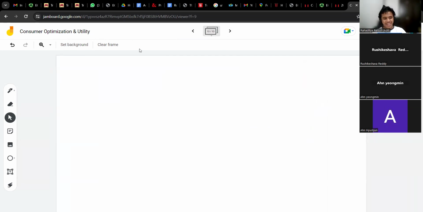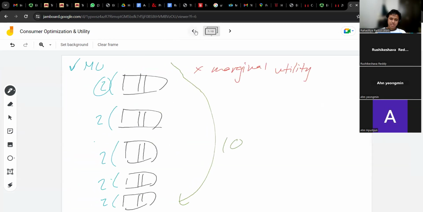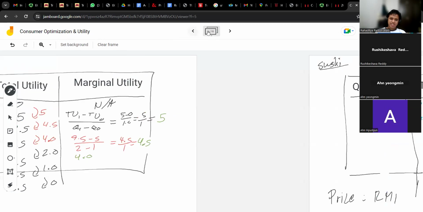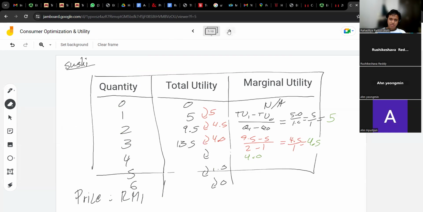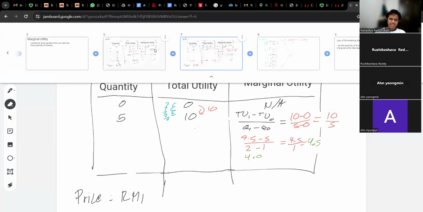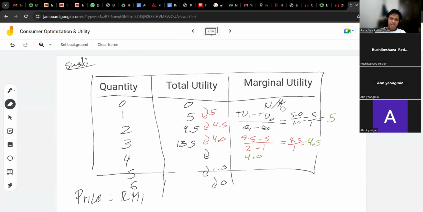Now the last part, the most important part of today, the graph. Let's try to graph what we looked at just now. What we looked at here was that marginal utility is 5, 4.5, 4, 2, 1, 0. For the sake of this explanation, I'm going to change the marginal utilities to be a bit simpler. Usually you have to calculate all the marginal utility. Just keep that in mind.